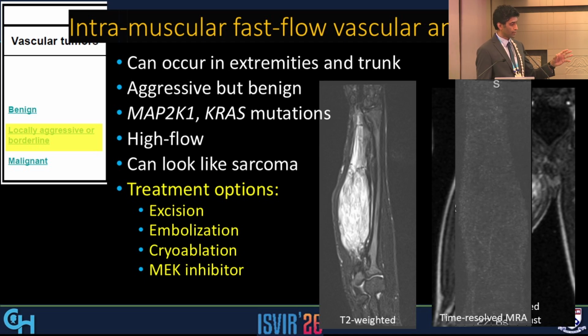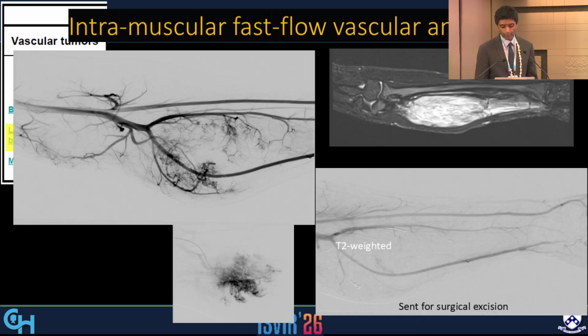Treatment options here are excision, embolization, cryo, and MAP2 kinase mutation. It's throughout the muscle and has high flow through it. As you can see, this is one forearm lesion where you can see how much AV shunting goes through here. It's a high flow tumor, but all within the muscle in an older patient. This was for pre-op embolization that I treated in this case.